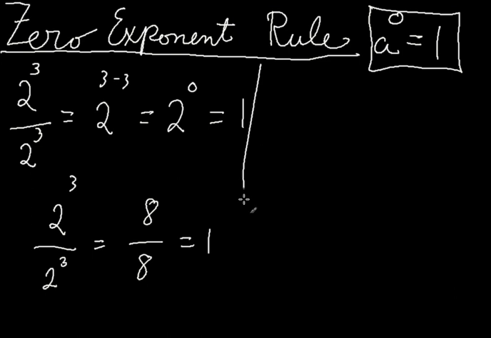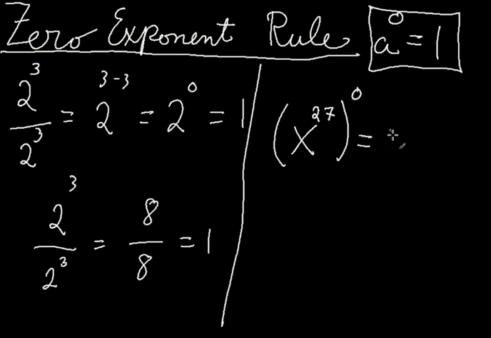Another example here would be, say I have something like x to the 27th, but I take that to the 0th. I'm using the power rule now. Anything times 0 is 0, and so this would just equal 1. Okay, so it can be something really messy, but if it's to the 0th, it just equals 1.